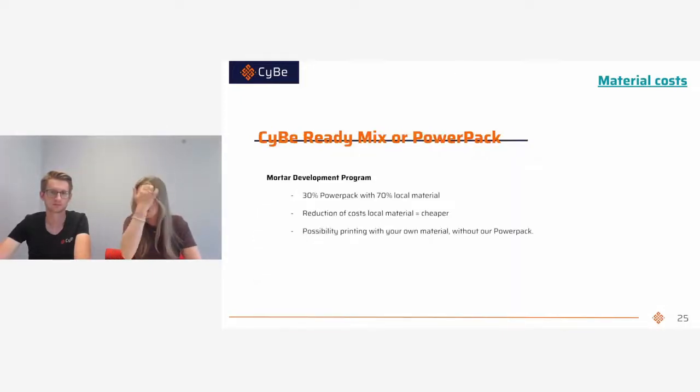Because many of our partners are located outside Europe, we offer the ability to produce the Siebe Mortar locally. As mentioned before, we do this with our powder pack, which is basically the mixture that makes our material fast setting within 3 to 5 minutes, and this will be 30% of the total mixture, which can then be mixed with your local sands to make the printable material. The benefits of this are that it lowers the material costs, the CO2 emissions, and it cuts down on the transportation costs. But of course, you're also free to use whatever material you want to print with.